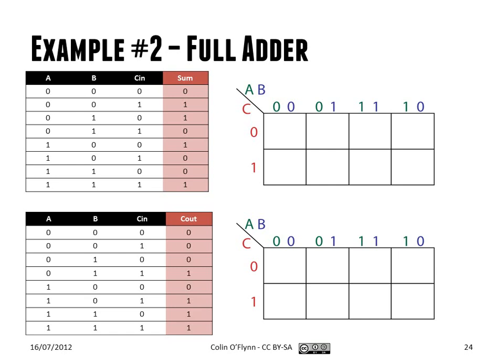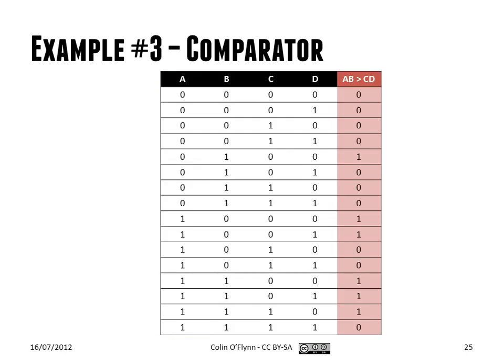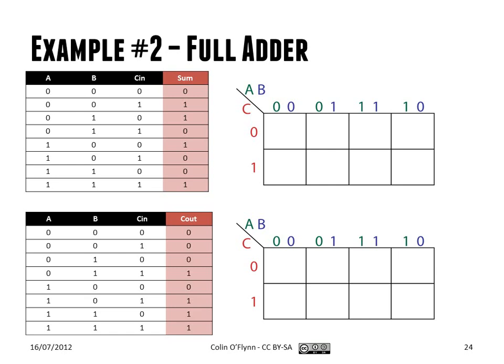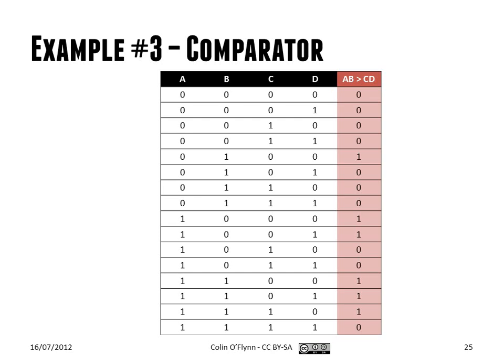If we have two output variables, like in a full adder, for example, sum out and carry out, you just do two separate maps, one for each of the output variables. So in this case, you end up with two equations, basically. When you draw the circuit, it may have some interconnection, but it may not. It's effectively just two separate devices.